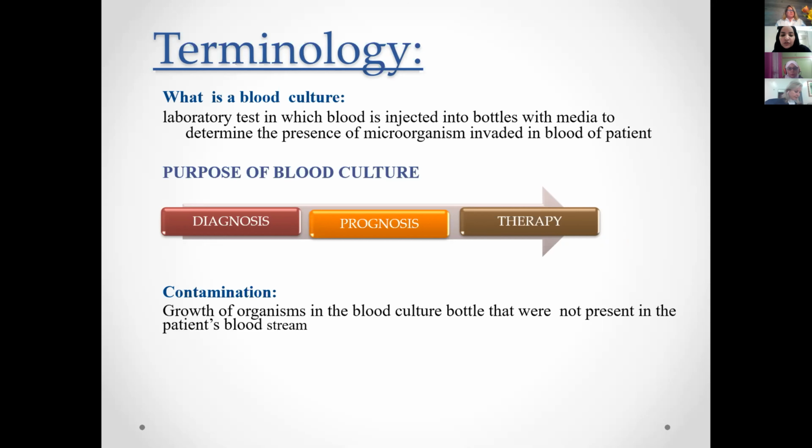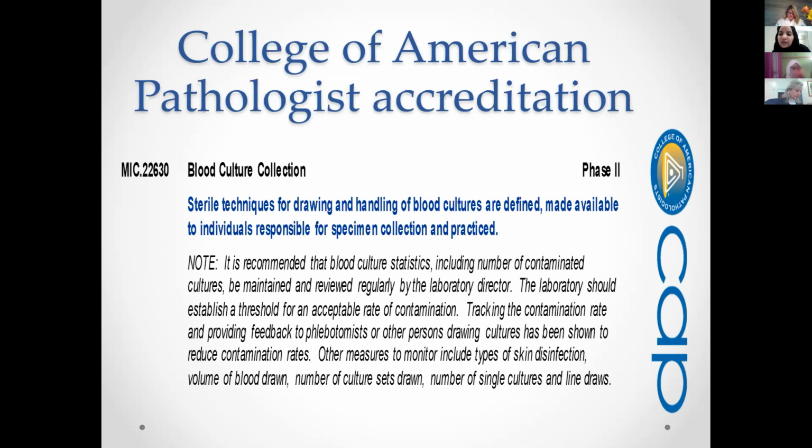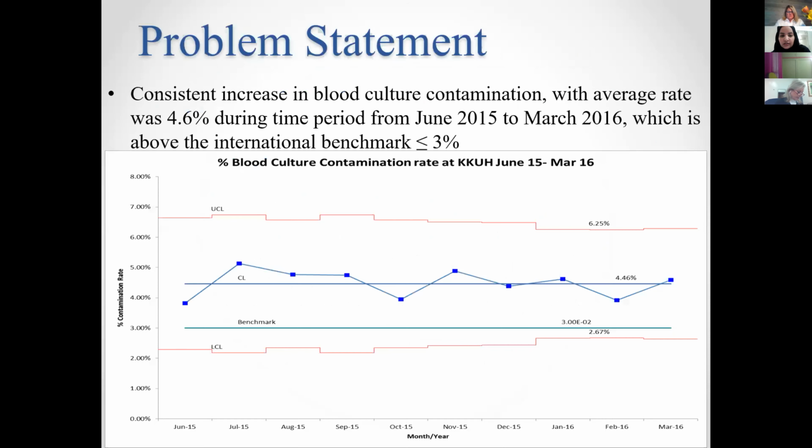By contamination, we mean growth of an organism in a blood culture bottle that was not present in the patient's bloodstream. So why are we measuring and monitoring the blood culture contamination rate? Because we are following the College of American Pathologists accreditation standard, microbiology standard MIC 22630, which is about blood culture collection. Sterile techniques for drawing and handling blood cultures are defined and made available for individuals responsible for specimen collection and practice. So we started implementing these standards.